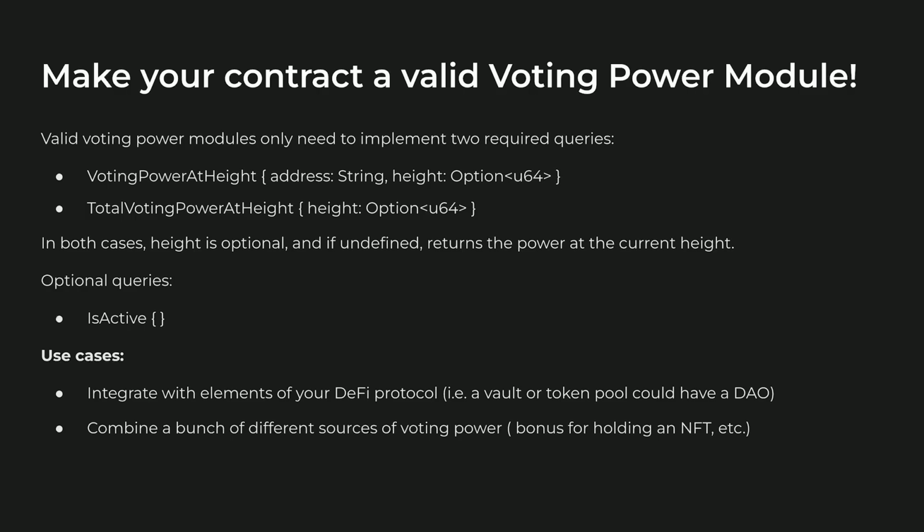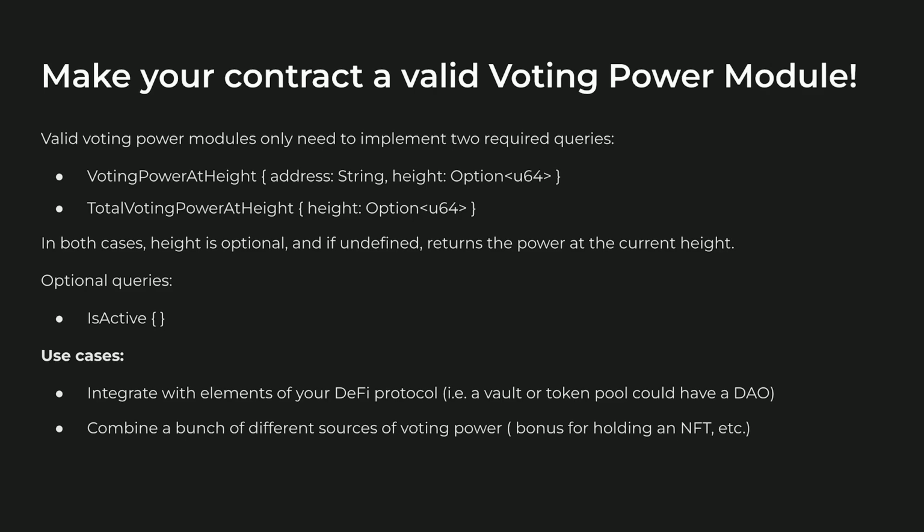Maybe you've got an LP pool and you want to attach a DAO to this LP pool. Or maybe you want to make a voting power module for every NFT in an NFT marketplace, right? I don't know, you've got some use case, amazing. All you need to do is actually implement 2 queries. Just 2 queries, that's it. Voting power at height, which takes an address and an optional block height. And then total voting power at height, which just takes an optional height. And with those 2 queries, you can make any contract into a valid voting power contract for a DAO.